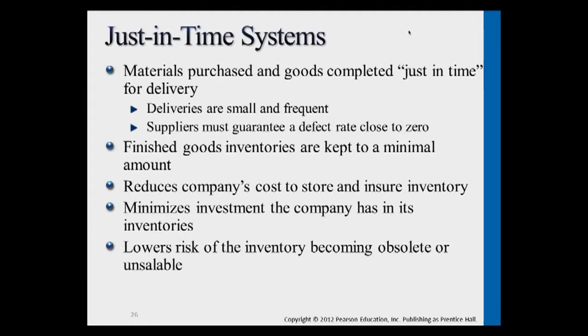Now, for me to be successful, I have to have a couple things done there. So what are they going to be? I need my deliveries to be very small and frequent, but most of all, I need them to be reliable. All my suppliers need to guarantee not only that they're going to deliver on time, but that I'm going to have zero defect, so that my production would not stop. So my finished goods inventories are kept to the very minimum.